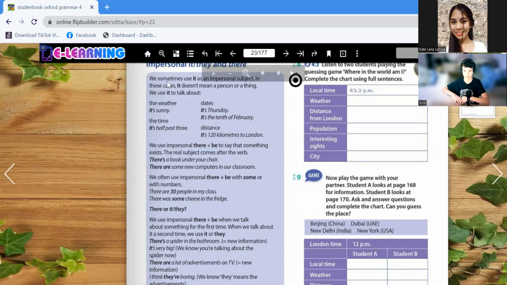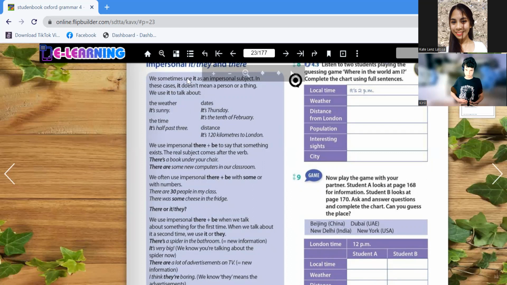Okay. So we sometimes use it as an impersonal subject. In these cases, it doesn't mean a person or a thing. We use it to talk about the weather. It's sunny. For the time, it's 3:30. For dates, it's Thursday. It's the 10th of February. And for distance, it's 120 kilometers to London.